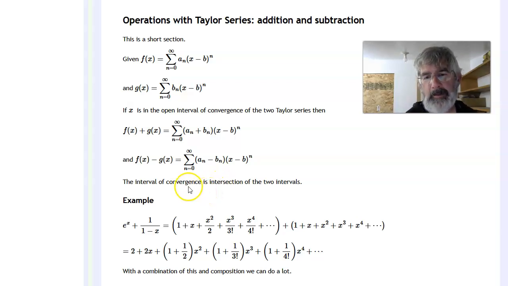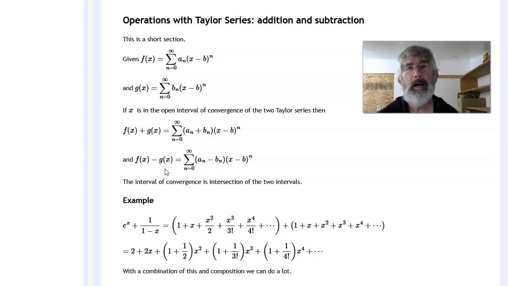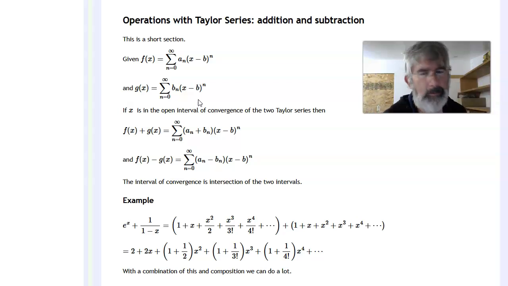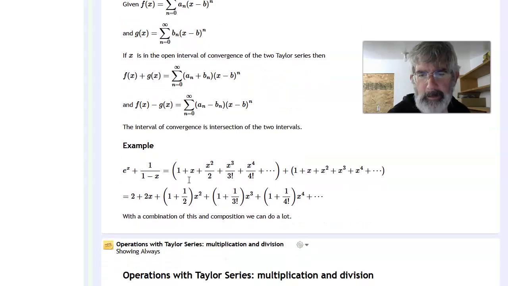And it turns out that either of these, f plus g or f minus g, will converge in the overlap of the two intervals of convergence of f and g. They're both centered at the same place, so one of them might have an interval of convergence like that, and one of them might be like that, but they're centered at the same place, so whichever one's smaller, that's going to be the interval of convergence for the sum or the difference. So here's an example.